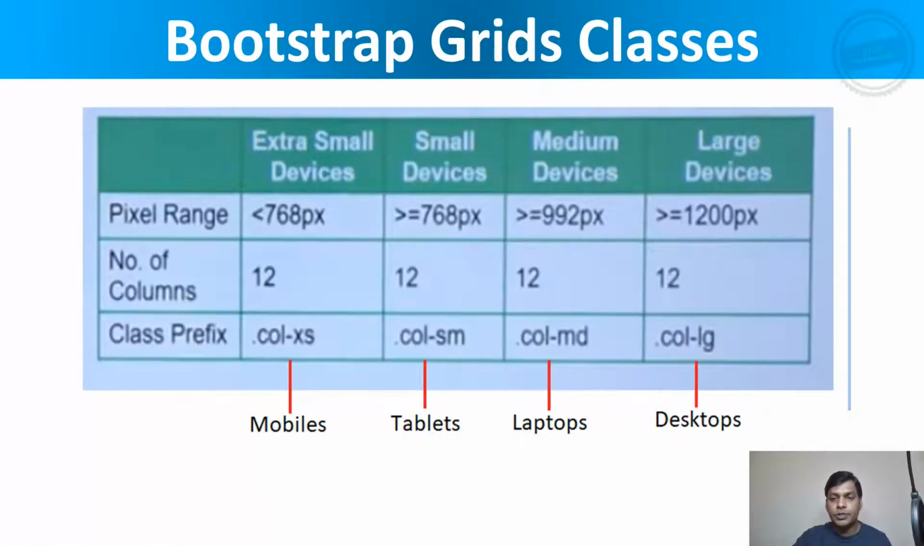Here we can see Bootstrap provides different classes, and as I told, we have col-xs, col-sm, col-md and col-lg. Depending on the screen size, you need to decide which columns you need to use. Here I have given the pixels. If the screen is less than 768 pixels, then you can use col-xs. If it is small devices, if you are targeting tablets, you can go with col-sm. If you are targeting your website, you can go with col-md, which is for laptops. And if it is any large screen, then you can go with col-lg. Mostly in real time we are going to use col-md.